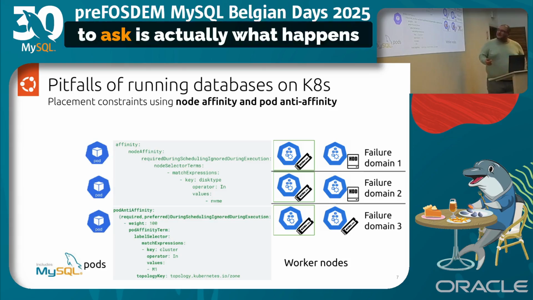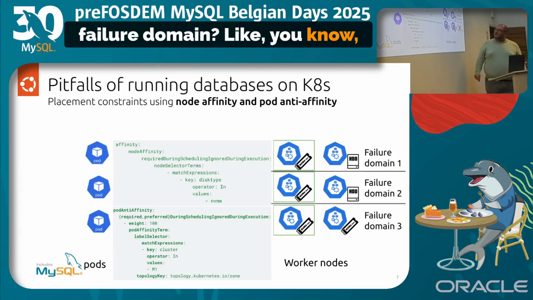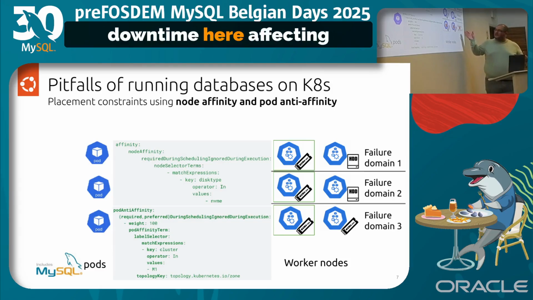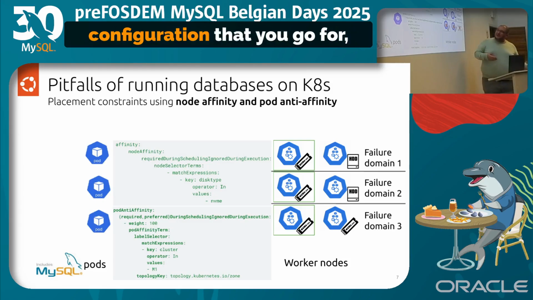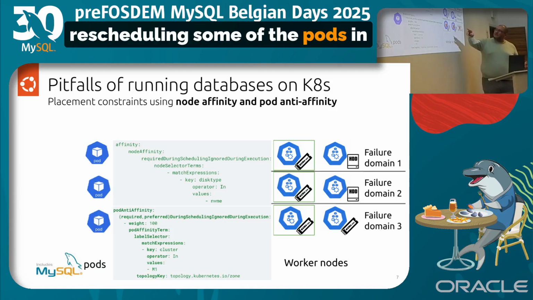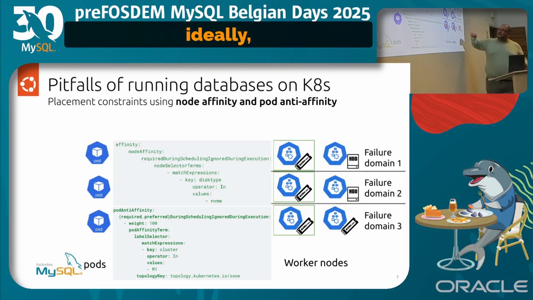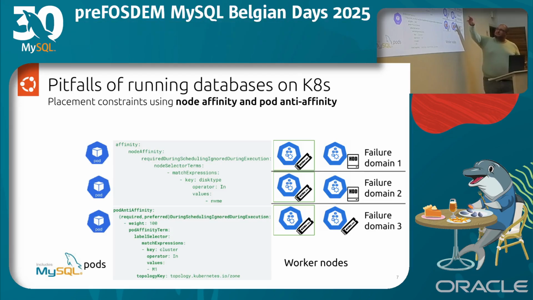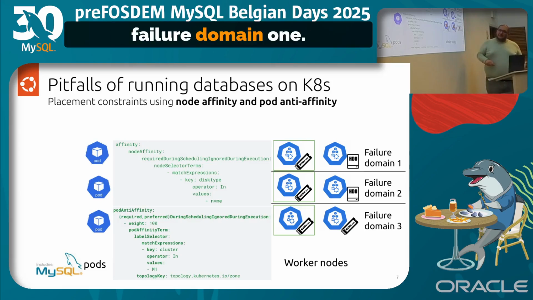But the question that you need to ask is, what happens if you lose this failure domain completely? There is a downtime affecting your failure domain. And depending on the configuration that you go for, you might end up rescheduling some of the pods in the other failure domain too. And even after this failure domain is up again, you might still be in a situation that you ideally don't want, which is to have 2 nodes in failure domain 2 and only the first node in failure domain 1.